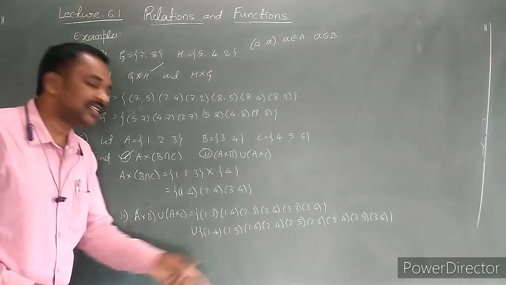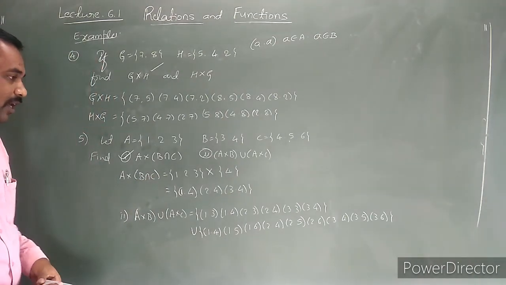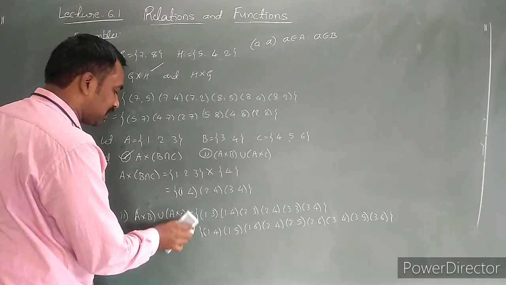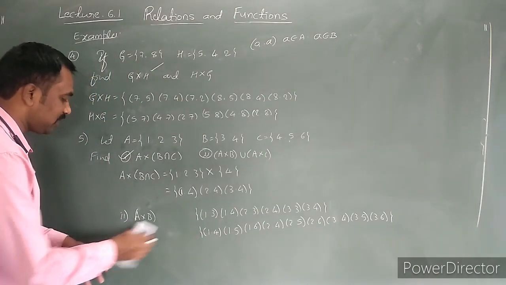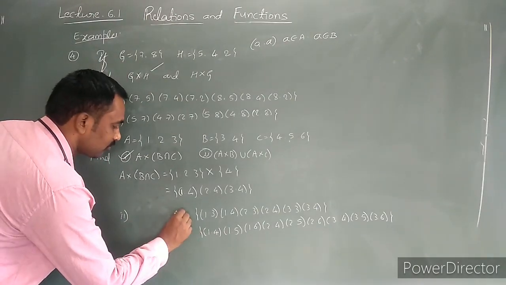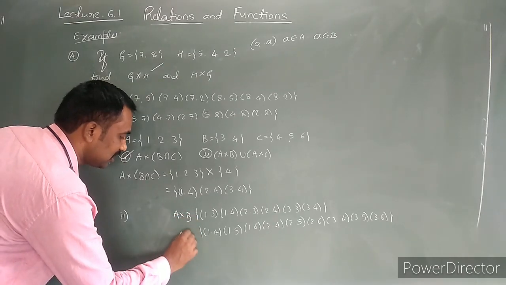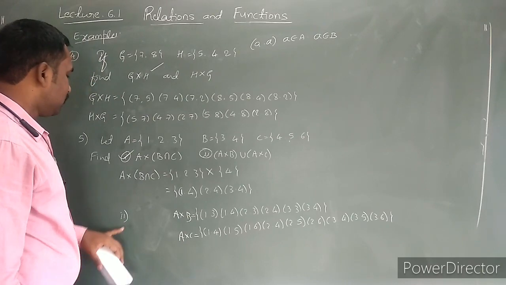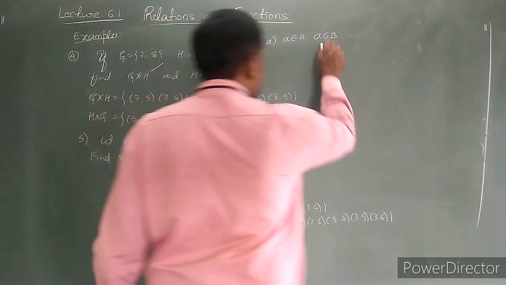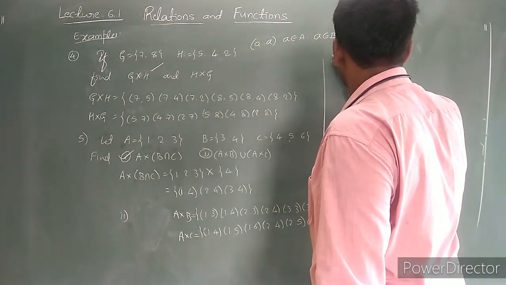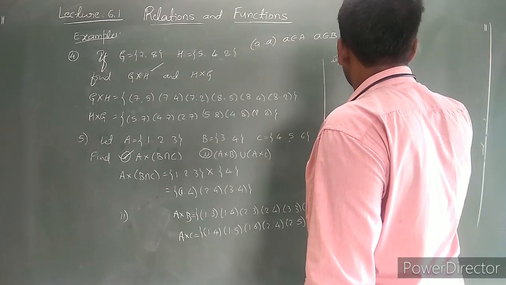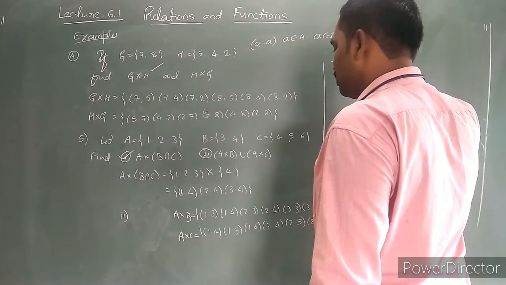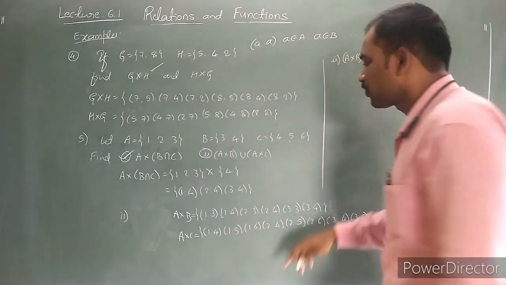If you need, you can write separately. Okay, nothing to worry. If you need, you can write separately. This is the A cross B, and this is the A cross C. In this manner also you can write. Now, what do we need in the second case? Second case, we need A cross B union A cross C.